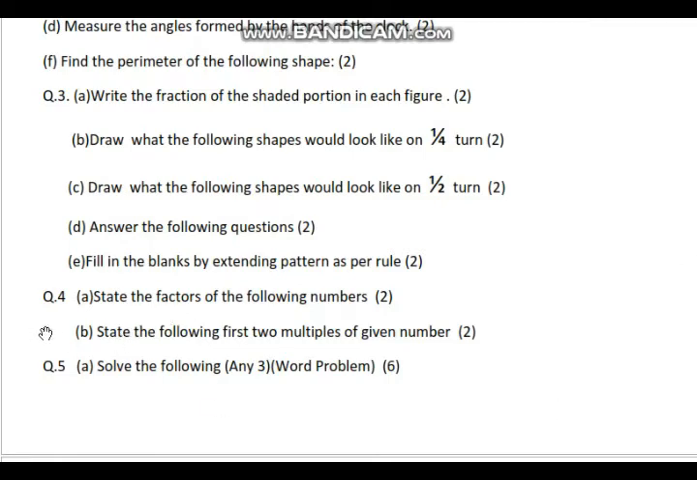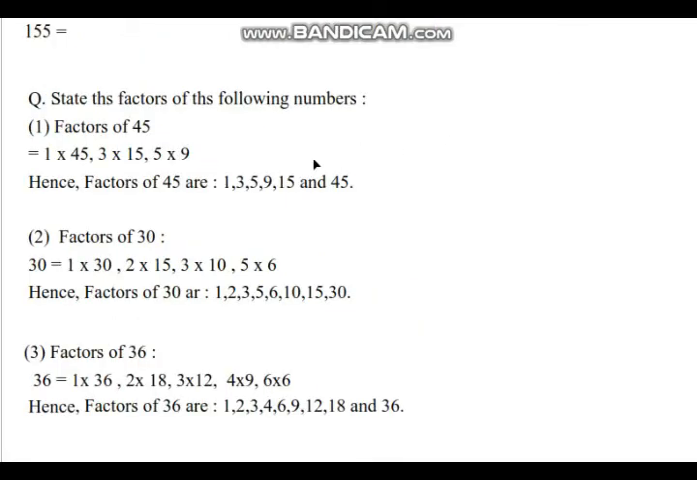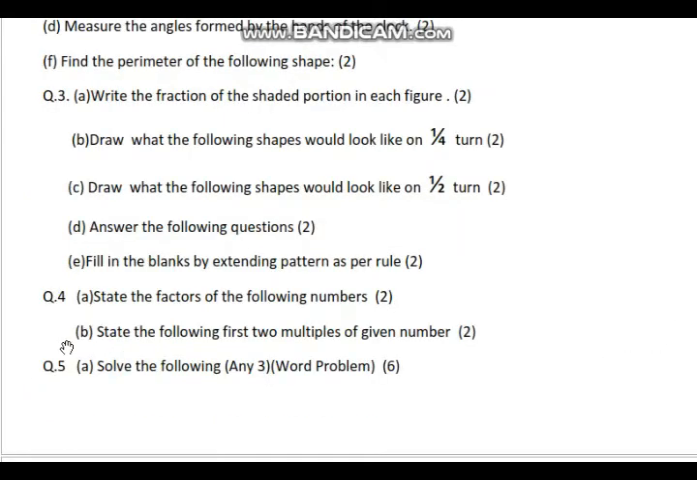In your paper style, question number 4 is state the factors of the following numbers, and number B is state the following first two multiples of given number. So today we will solve this type of questions in this session. So let's start with state the factors of the following number.